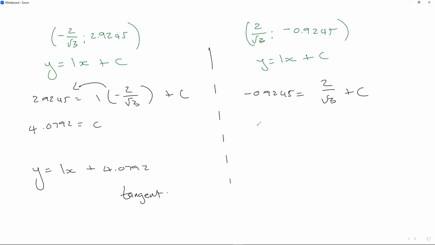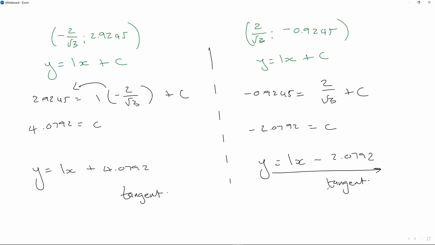So the biggest problem with these, when you get to this point in an exam, is that you're rushing and you end up making careless mistakes, but especially the easy stuff. And it's a weird thing, but it happens all the time. So 1x minus 2.0792, and this is the second tangent, the one at the bottom. And now I'm going to use this and get my normals down.